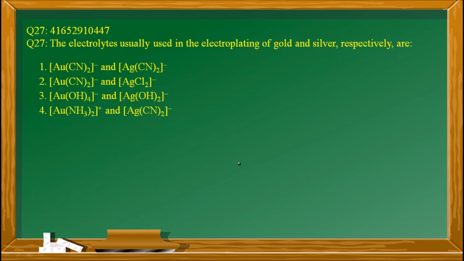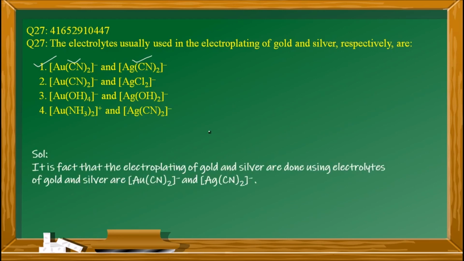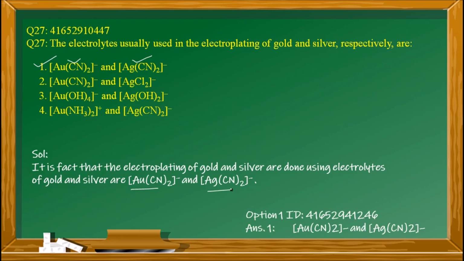Next, question number 27. The electrolytes usually used in the electroplating of gold and silver respectively are. So it is a straightforward question, friends. If you know the answer, yes. So what is the electrolyte? Gold cyanide and silver cyanide. So option number 1 is correct, friends. Cyanides, not chloride, hydroxide or ammonia. It is a fact that the electroplating of gold and silver is done using electrolytes of gold cyanide and silver cyanide. So option number 1 is the correct option, friends.